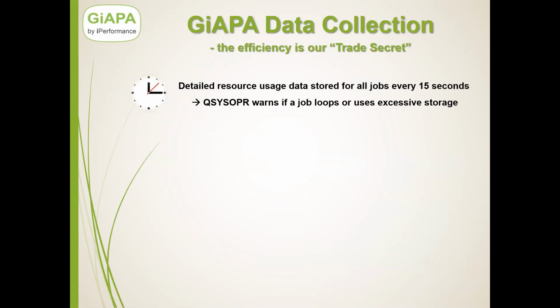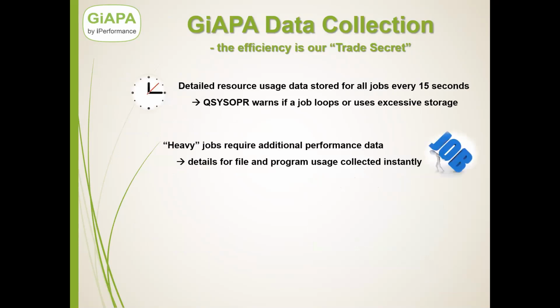The IBM Performance Collector API transfers detailed resource usage data for all jobs running to GiAPA every 15 seconds. By processing this data immediately, GiAPA can warn the system operator, for instance, if a job is looping or using too much workspace. Since GiAPA stores data for all jobs, it is not necessary to specify the job to focus on. GiAPA detects which jobs use the most resources on the fly.